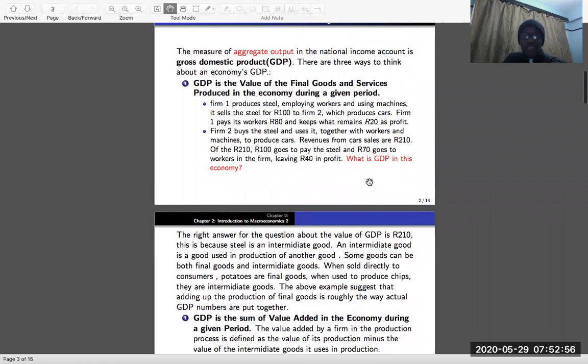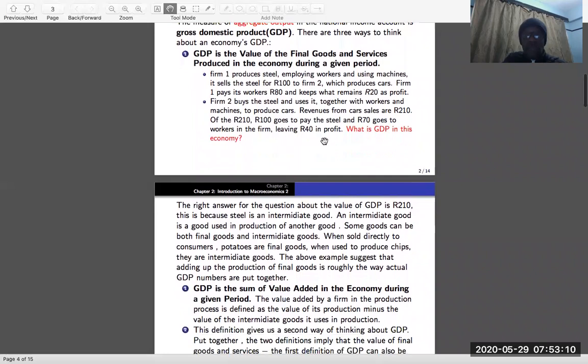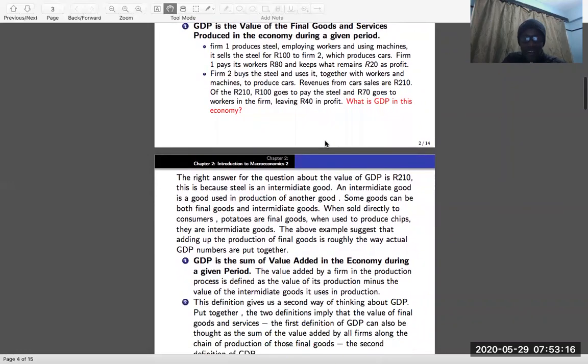So you should understand that for GDP, you must remove this. You check the final thing, minus 100, minus all the wages. The final good is what has been produced, so it should be what is the excess after you remove the inputs, right? Okay, so the right answer for the question above about the value of GDP is 210.